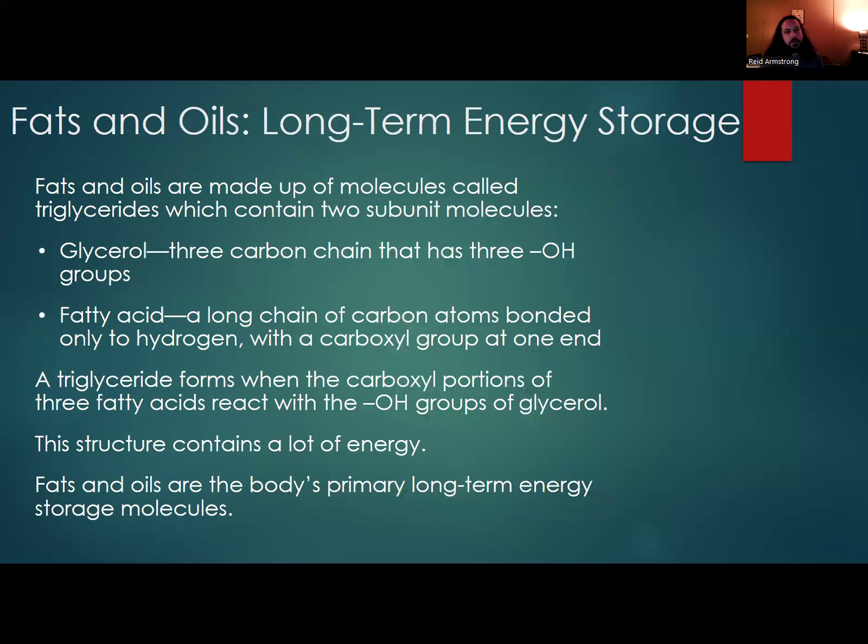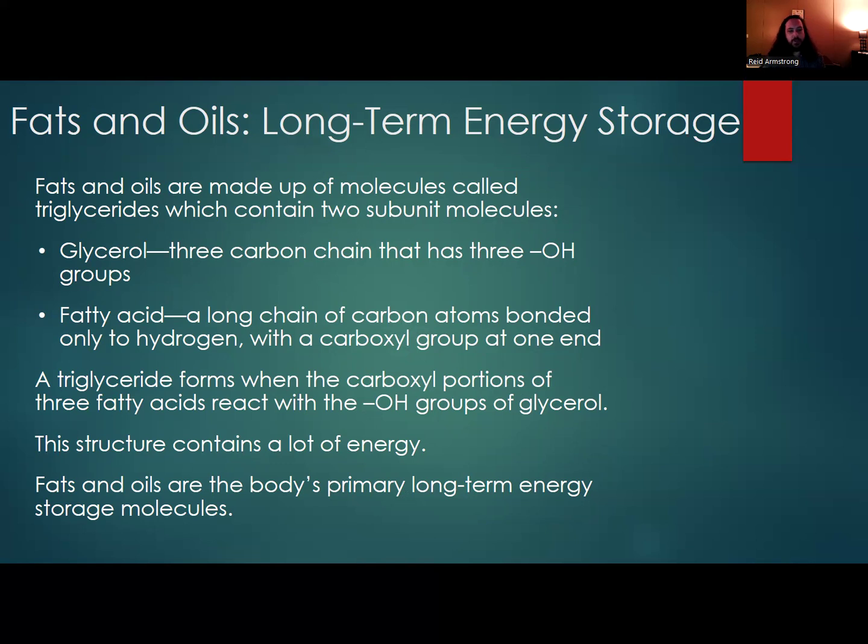Fats and oils are made up of molecules called triglycerides, which contain two subunit molecules. And those two subunit molecules are going to be glycerol and a fatty acid. So a three carbon chain that has three OH groups is what's going to be a glycerol. And then fatty acids are going to be a long chain of carbon atoms bonded only to hydrogen with a carboxyl group at one end.